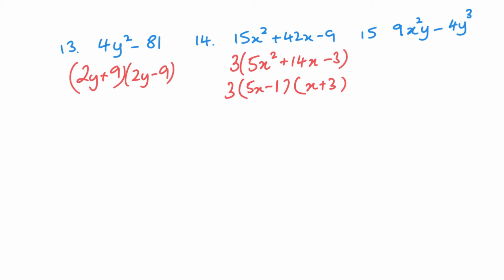Now, question number 15. First look to factorize some of it out. Got a y in both. Take that out. So 9x squared minus 4y squared. I'm now going to recognise that this is the difference of two squares. So that is 3x minus 2y, 3x plus 2y.